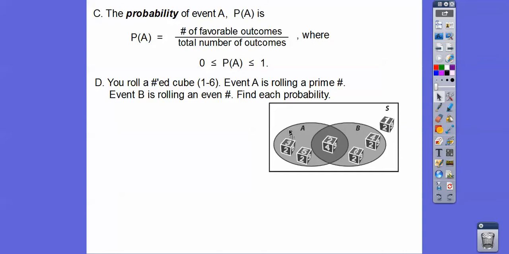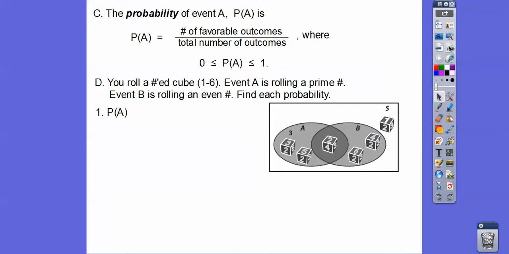Okay, so here's event A, a prime number. So here's all the prime numbers that are less than 6. Here's event B, all the even numbers between 1 and 6. Now notice they both have the 2 right there. 1 is the identity number. It's not prime or even. Okay. So here we go.